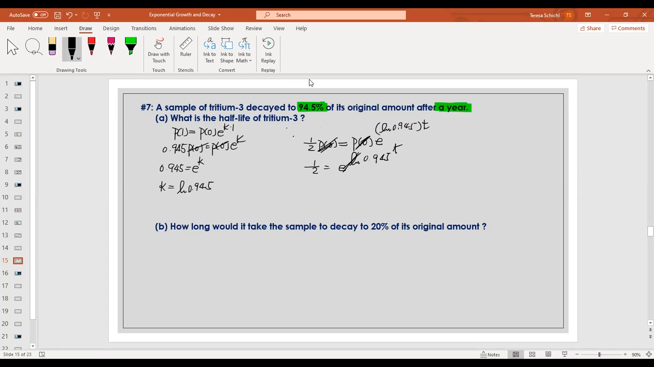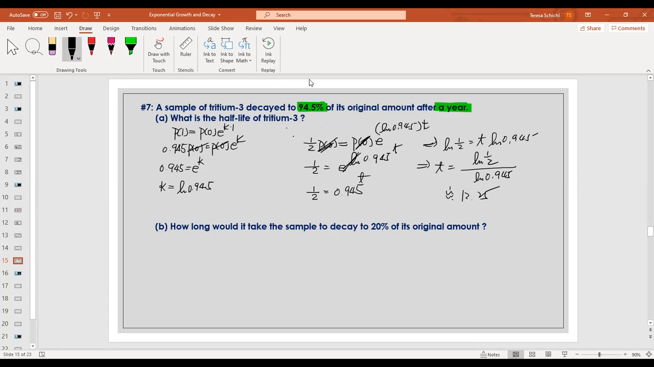The natural log and the e cancel. So you will have 1/2 is equal to 0.945 to the t. Then you take the natural log of both sides. So you have natural log of 1/2 equal to t times natural log of 0.945. So what is my t here? t will just be natural log of 1/2 divided by natural log of 0.945. If you put it into the calculator, you will get t is approximately 12.25 years.